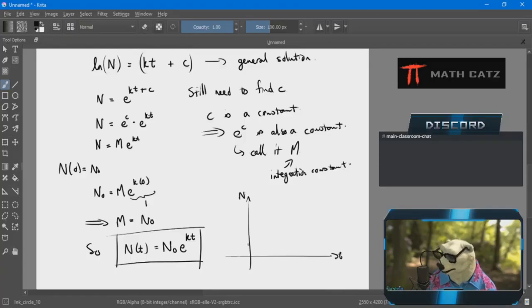I'm going to start with some initial population size, and then it's going to grow exponentially, having some growth constant k here, adjusting the curve a little bit, but regardless, it is an exponential function.